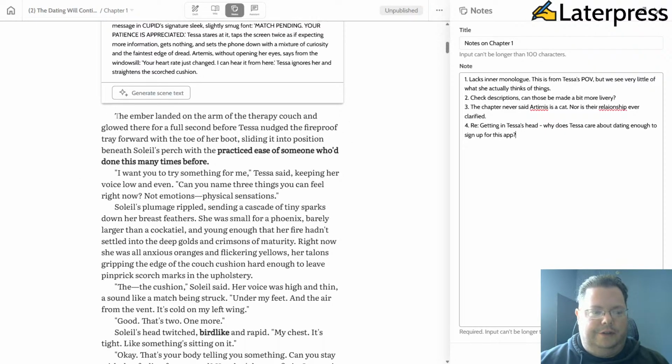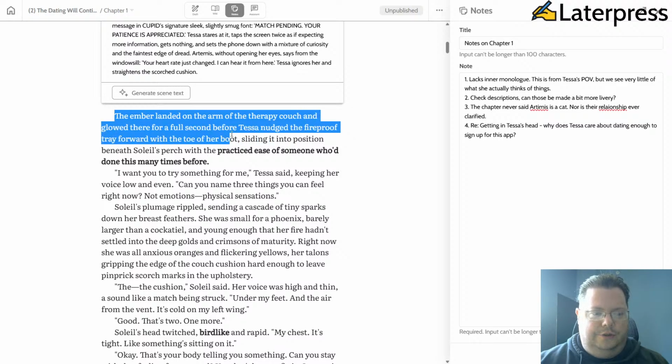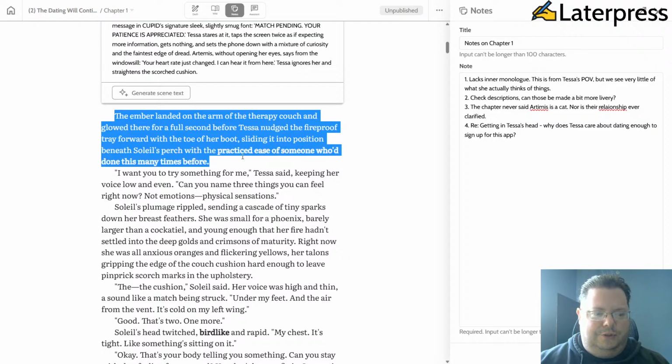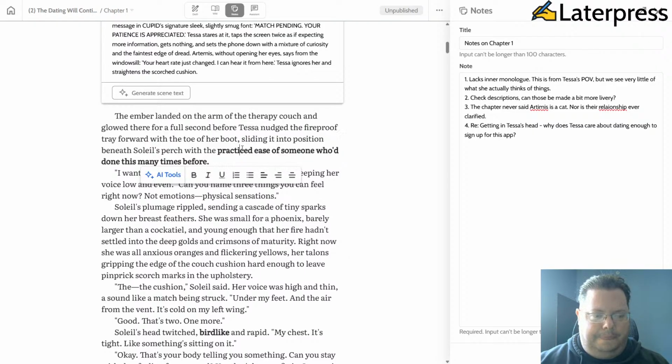And so now, digging in here, the ember landed on the arm of the therapy couch and glowed there for a full second before Tessa nudged the fireproof tray forward with the toe of her boot, sliding it into position beneath Salil's perch with the practiced ease of someone who'd done this many times before.